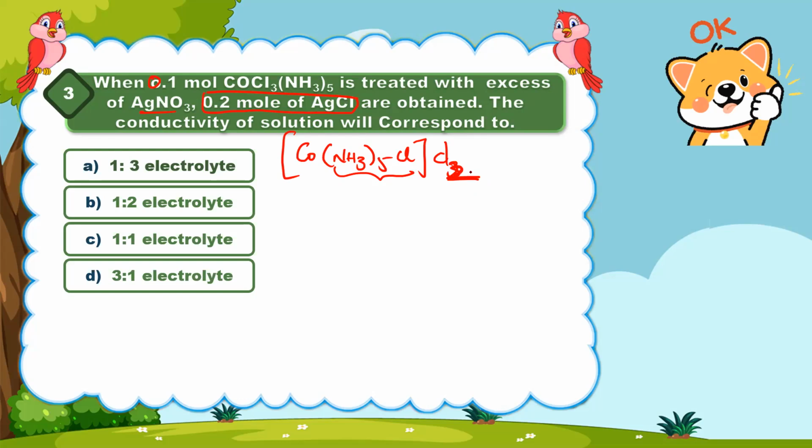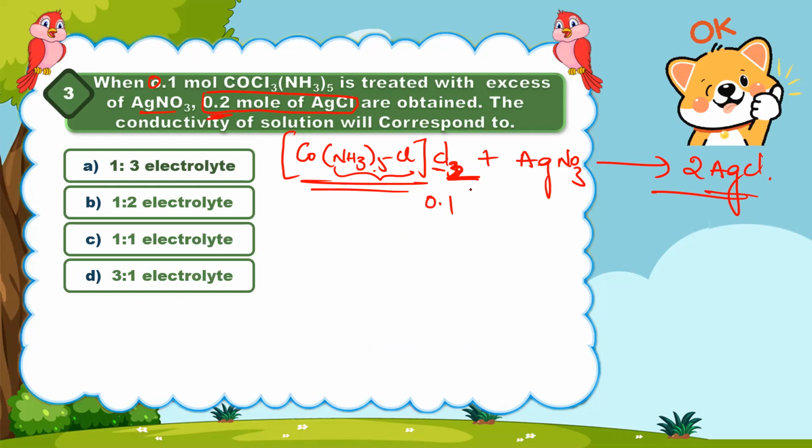Ma'am, why are you writing 2 chlorines outside? You can bring 1 ammonia outside, right? There is a possibility, right? But no, because I am getting here 0.2 mole. 1 mole produces 2 chlorines, then 0.1 mole produces 0.2 mole of chlorine. So if I treat this with AgNO3, then I'll be getting 2 moles of AgCl for 1 mole. If it is 0.1, it produces 0.2 of AgCl.